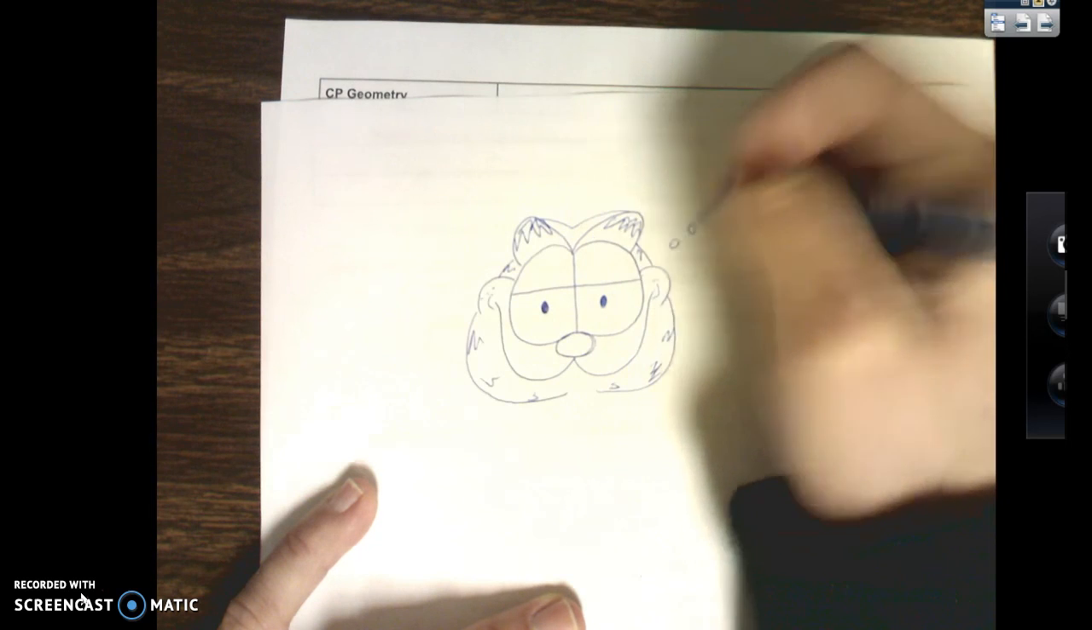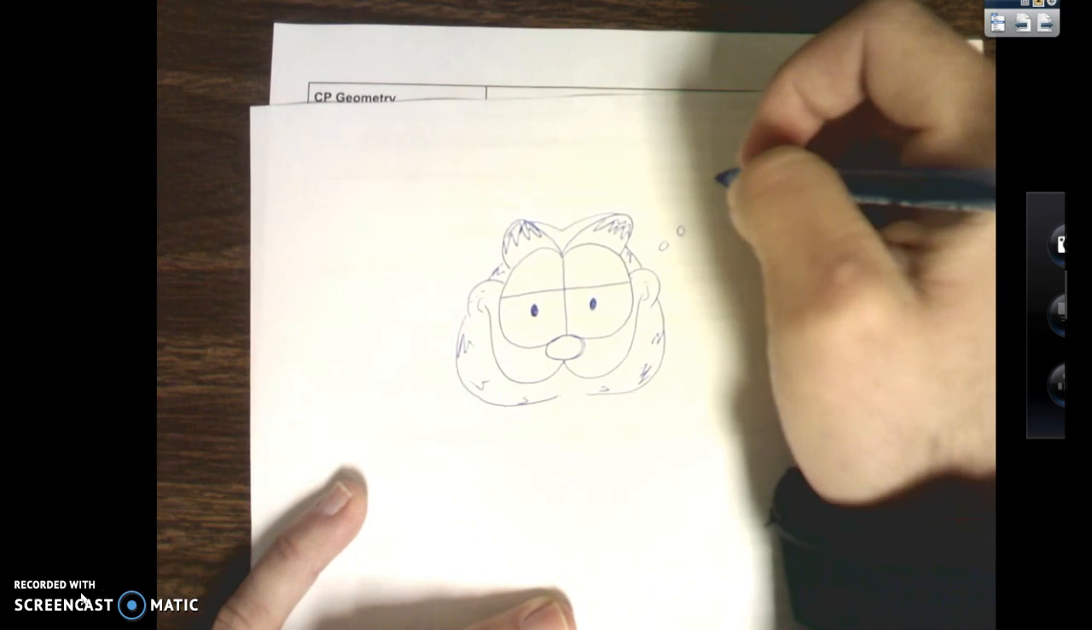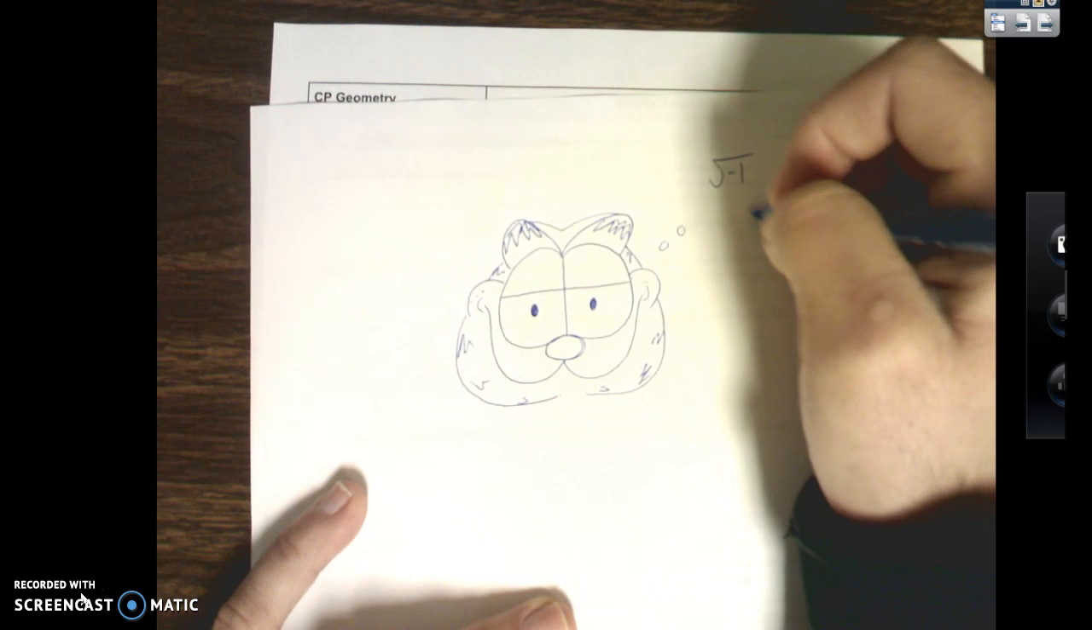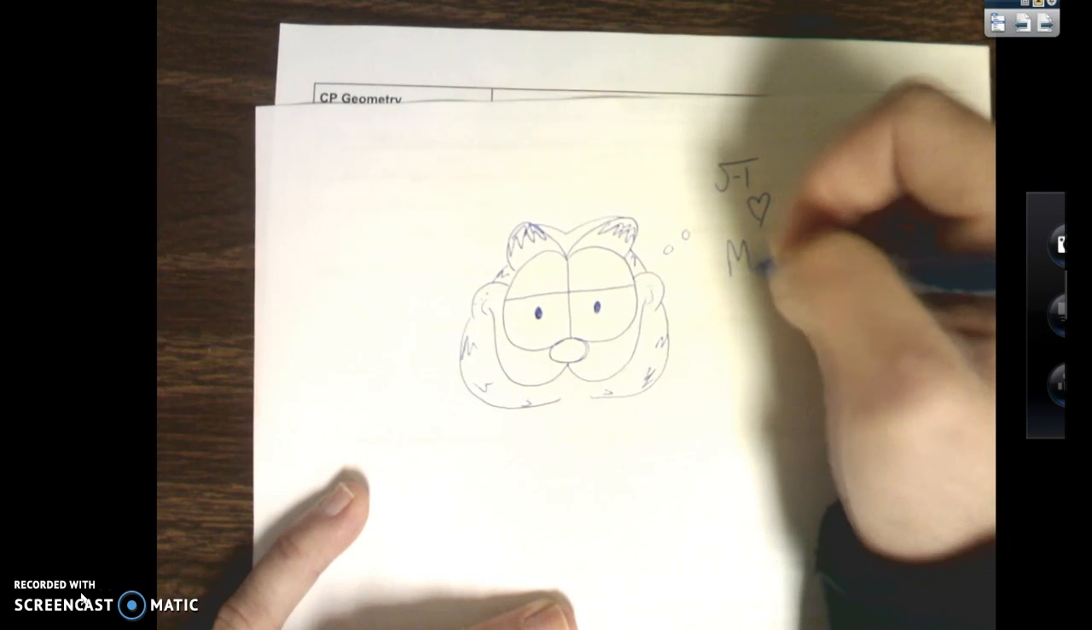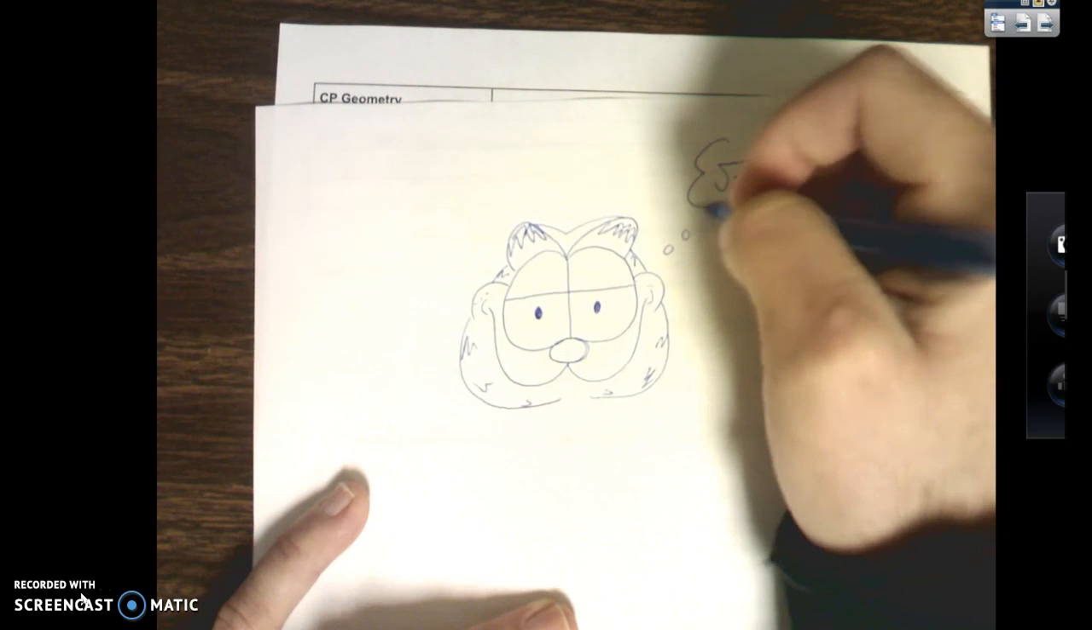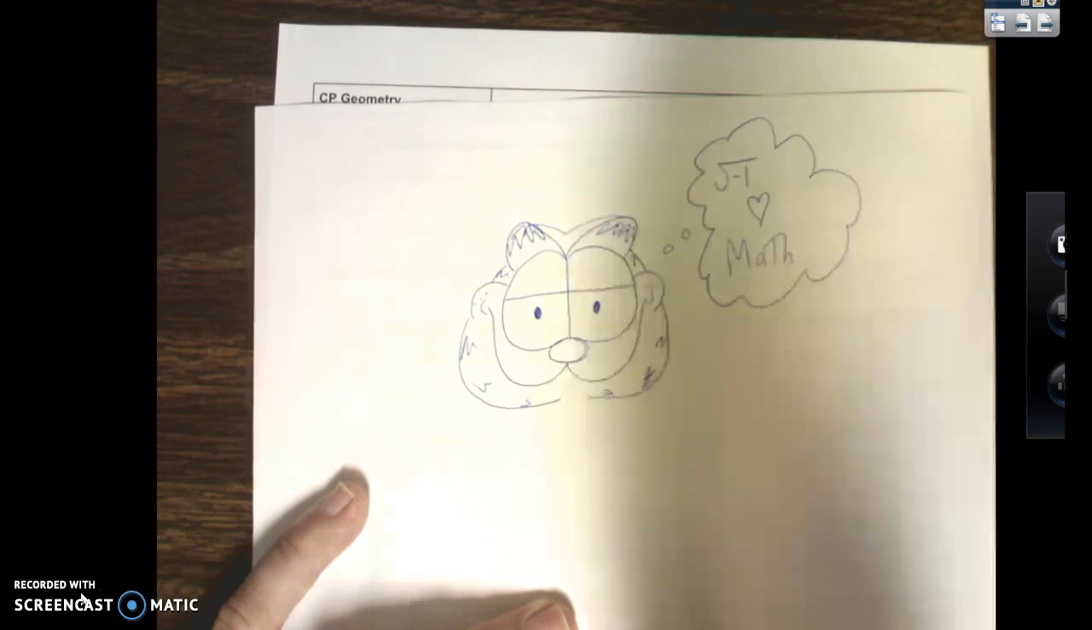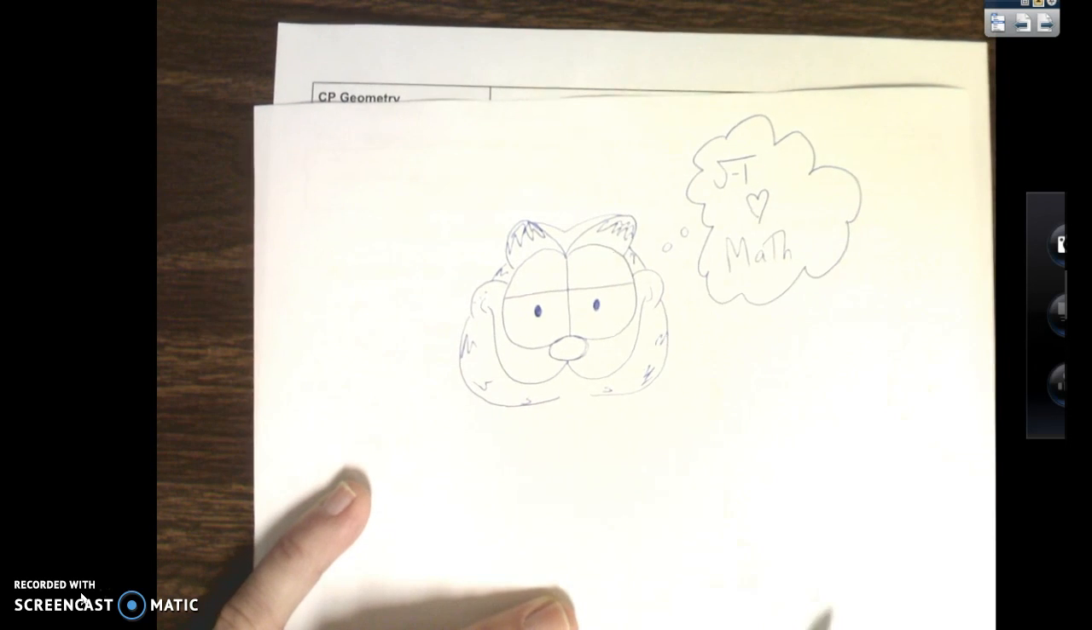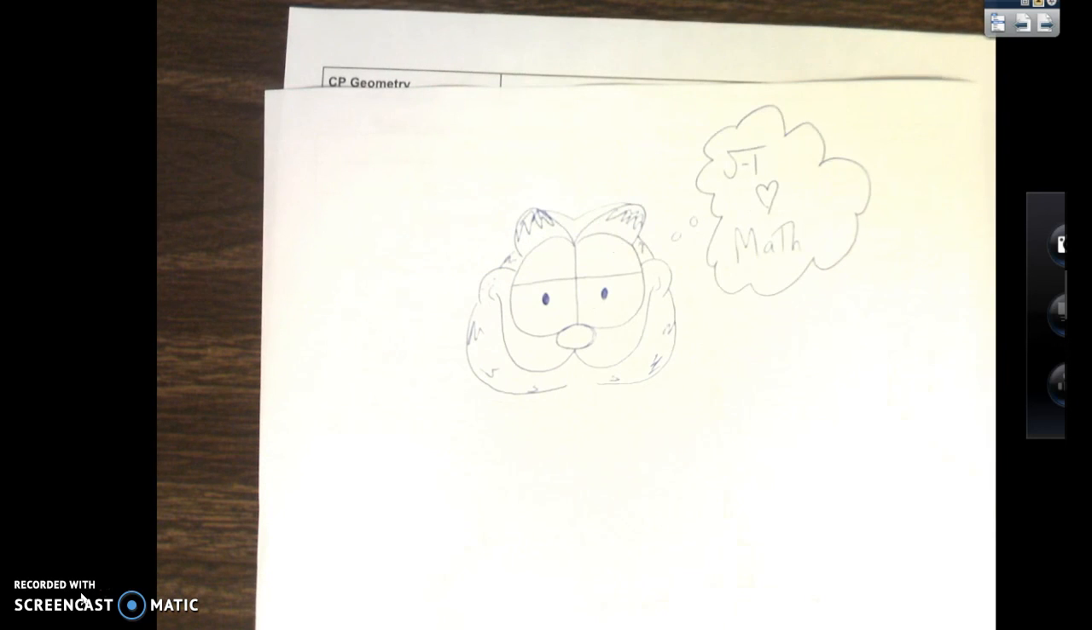Okay. And then he always has a thought bubble because he can't talk. Square root of -1. Heart. Math. Those of you in Algebra 2 next year, you realize what square root of -1 is by the end of the year. Thanks, guys, for all you do.